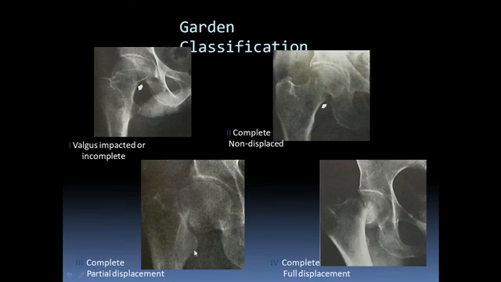But this displacement and completeness depends upon the Shenton's line. This line is a continuous curved line formed by the lower border of the neck and the lower border of the superior pubic ramus. This Shenton's line will be disrupted in fracture neck of femur.